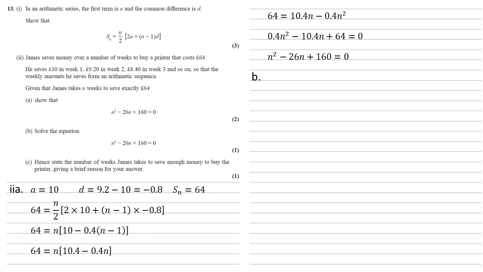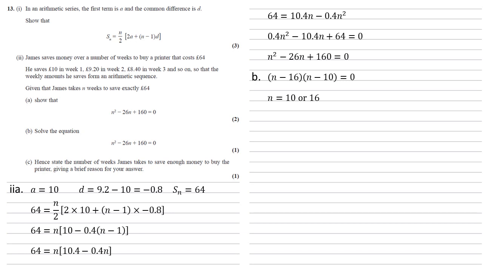For part B, we need to solve the quadratic equation that we've just worked out. Note that this question is only a 1 mark question, so it's not going to be a tricky one. The very first thing to check is, can we factorise our equation? We need two numbers that will multiply together to give 160 and add together to give negative 26. Well, that's going to be negative 10 and negative 16. So we have (n minus 16)(n minus 10) equals 0. Hence, n must equal 10 or 16.